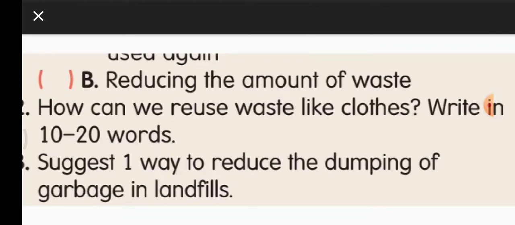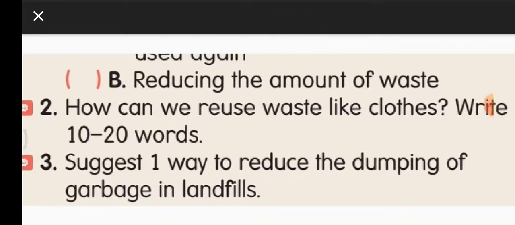Okay, number 1, bag. So next to that word bag, you can write, we can stitch a bag with the old clothes, or we can make a pillow cover. Like that you can write at least some 5-6 sentences about it.